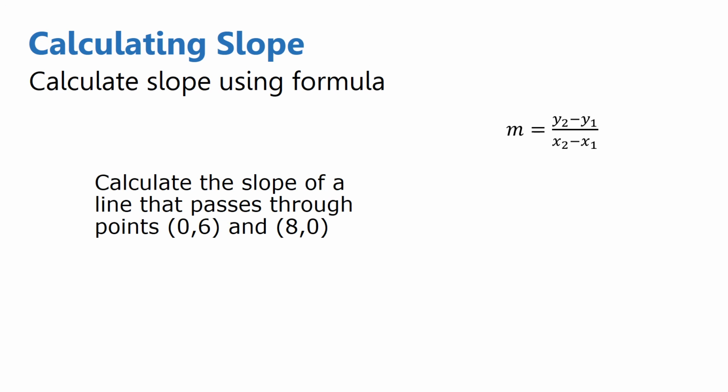Now what happens if you mess up which one's x1 and x2? Let's try it using the opposite ones. Here we'll say y2 is 6, y1 is 0, x2 is 0, and x1 is 8. Do the math and simplify. We see we get the same slope.